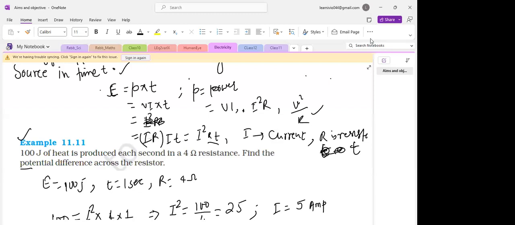The potential difference across the ends of a metallic wire in an electric circuit is directly proportional to the current flowing through it, provided its temperature remains the same. It's called Ohm's law. Ohm's law, right?